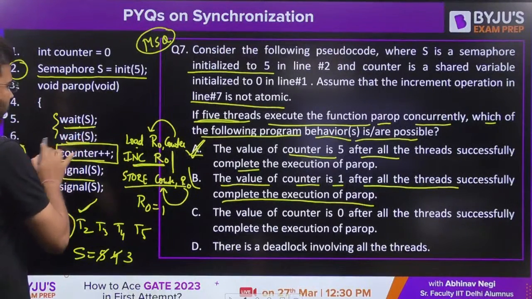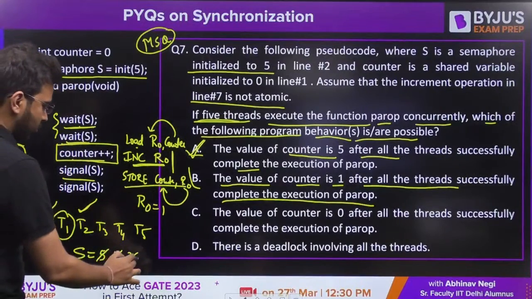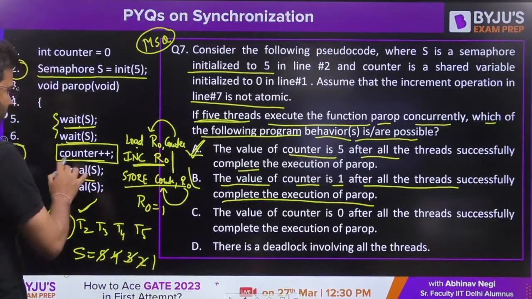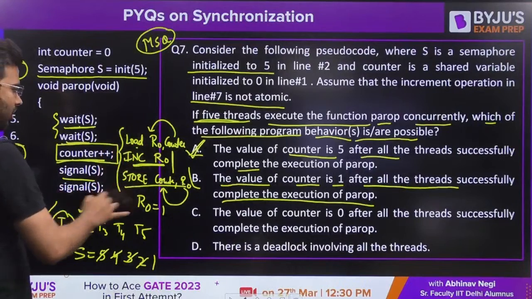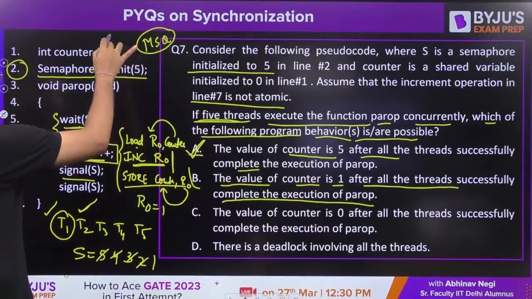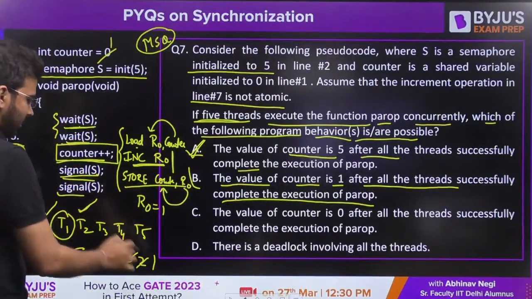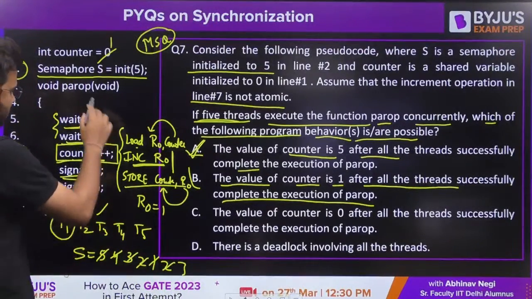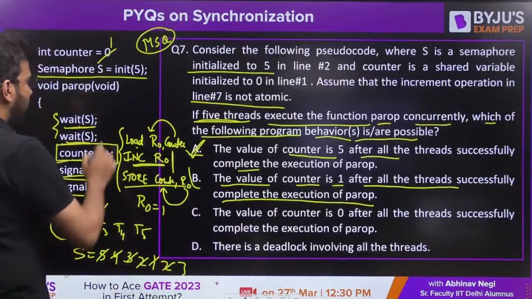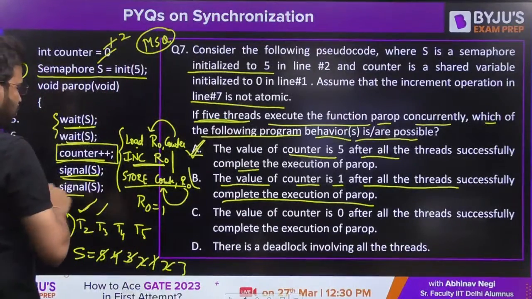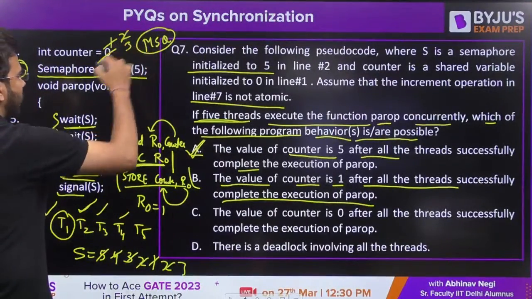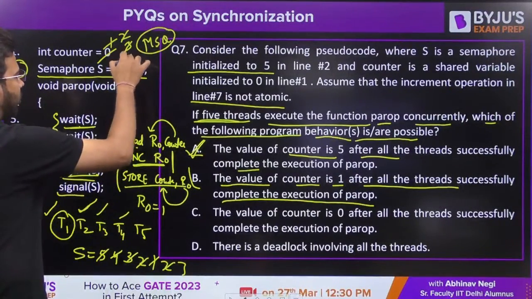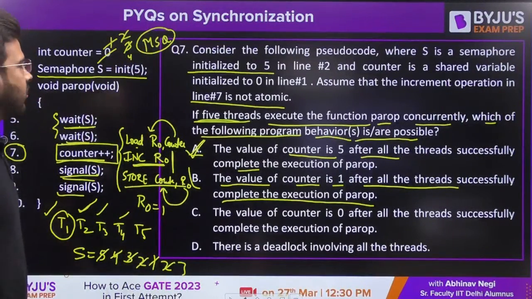Now let's say T2 appears. So T2 will perform wait on S. It is going to make it 2, it is going to make it 1. Counter plus plus, let's say it executes all the 3 statements. So it is going to make the value of counter as 1. Signal 2 and 3. Let's say T3 arrives. Same thing, it is going to make counter 2. Then T4, make it counter 3. Then T5, it will also increment the value of counter as 4.